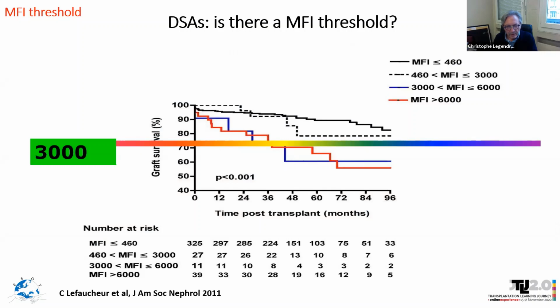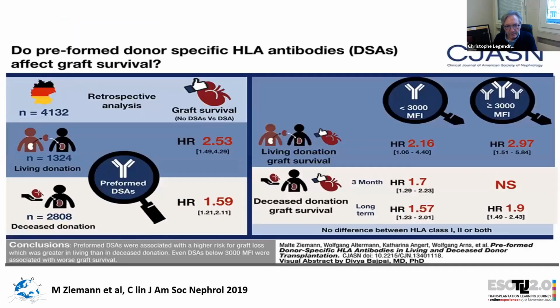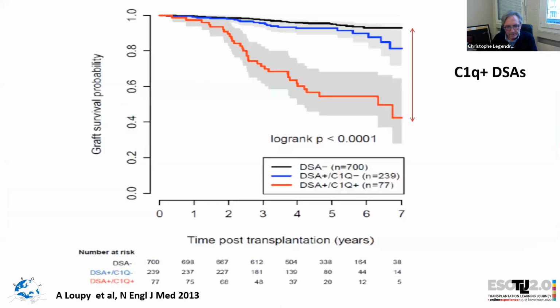Next one. When you have an MFI less than 3,000, it's better than when you have an MFI greater than 3,000, but still there is a price to pay. Especially for living donors, the results are not as good as in patients without antibodies. Next one. All these antibodies are not the same.